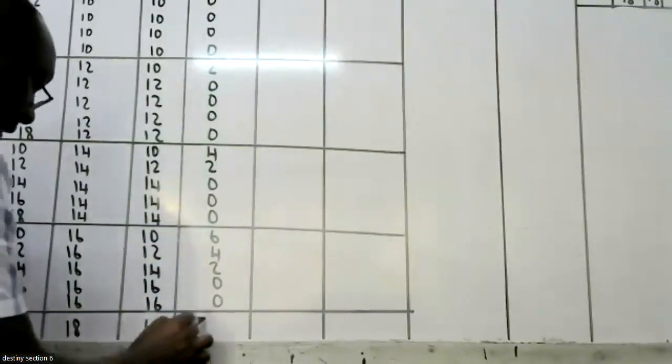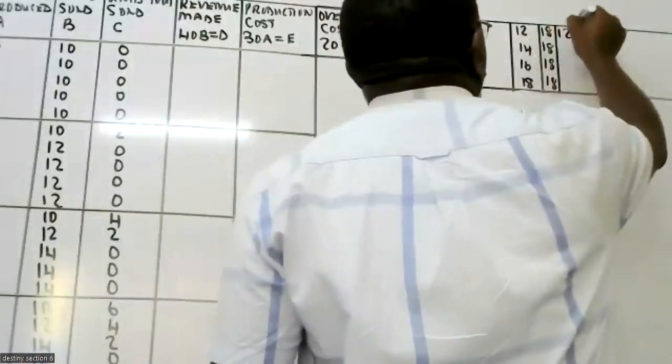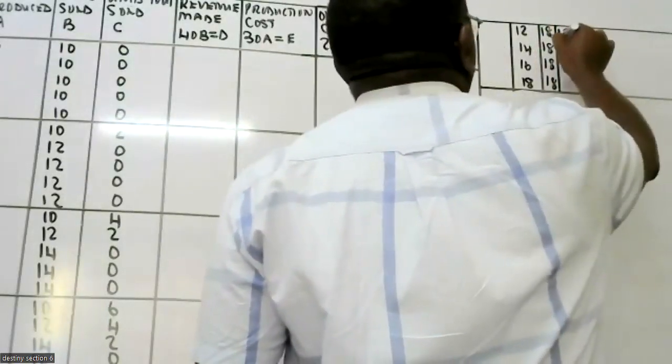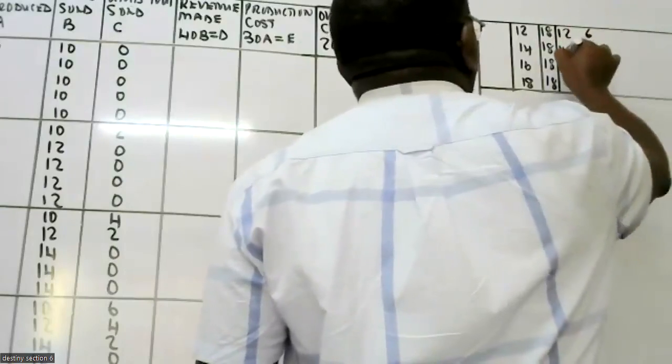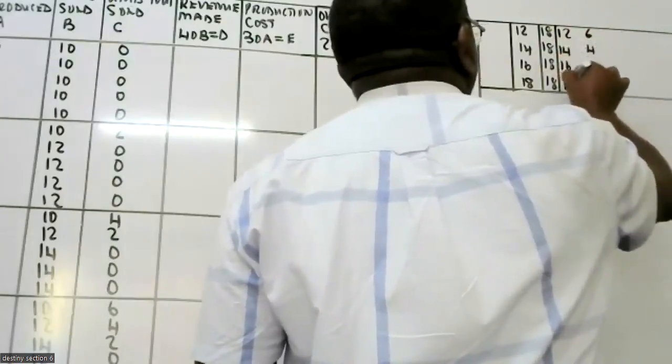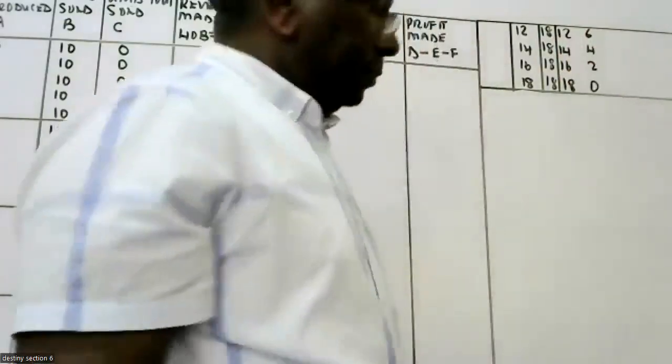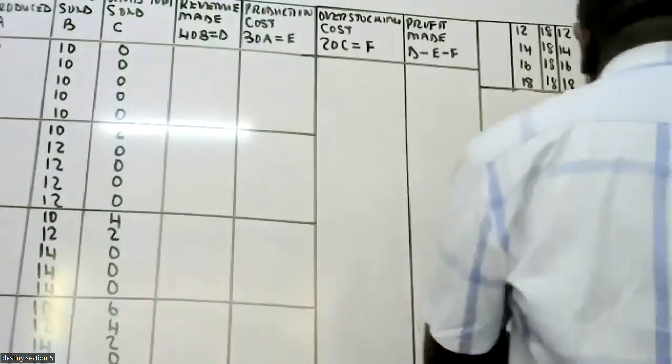Then here I have produced 18, so I sell 10. I'm left with 8. When I cross over to the other side, here I sell 12, I'm left with 6. I sell 14, I'm left with 4. I sell 16, I'm left with 2. I sell 18, I'm left with 0. From there now you'll be able to compute.